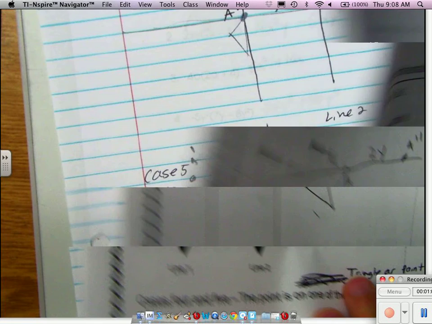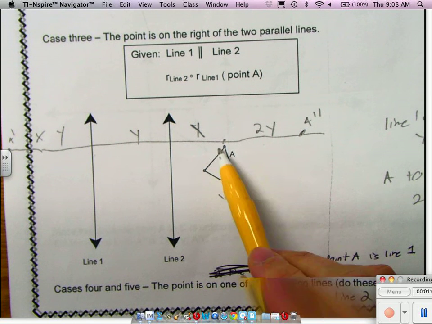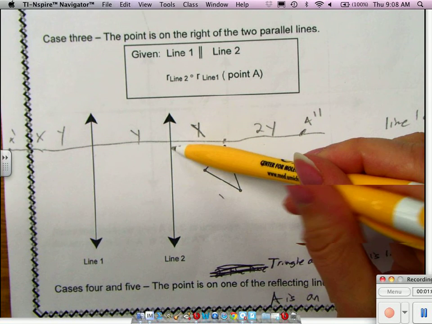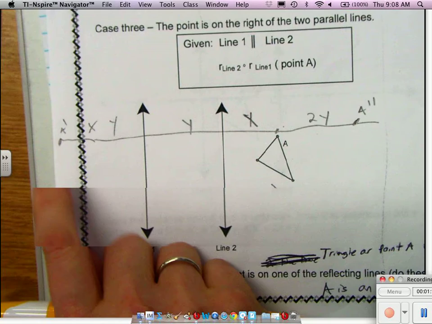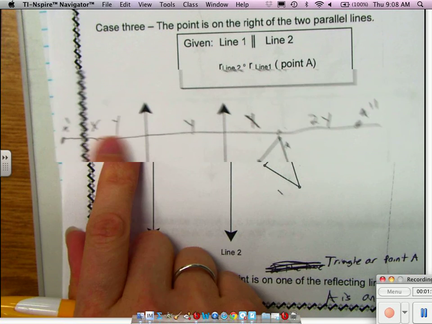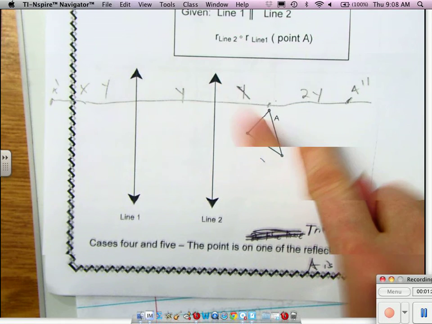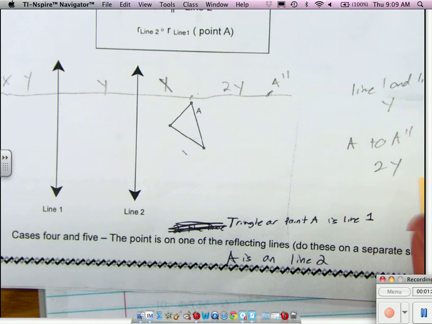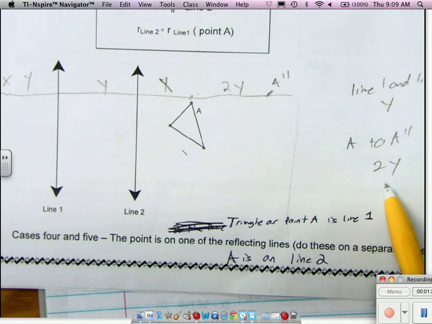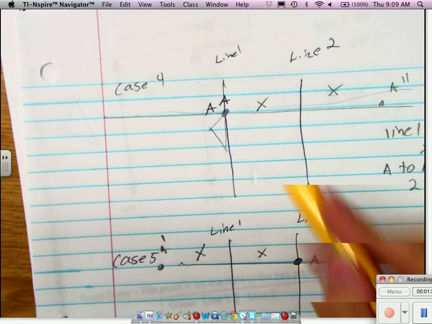Case 3, we've got the triangle, or A, all the way on the right side. So we're going to label from A to line 2 as x and from line 2 to line 1 as y. We reflected this whole thing over line 1, giving us A naught way over here, xy. Then we have to take this whole thing and reflect it over here. The x's go on top of each other, and then we have two y's. So the distance between line 1 and line 2 is y, and the distance between A to A naught naught is 2y. Okay.